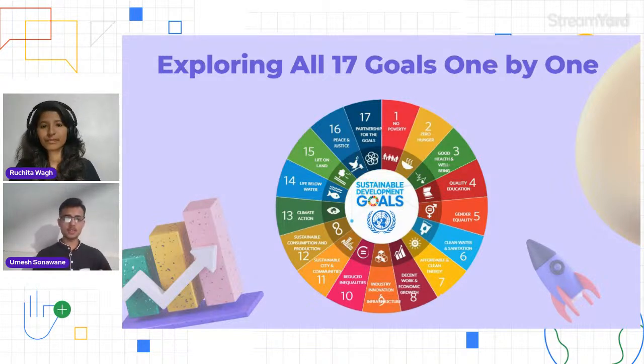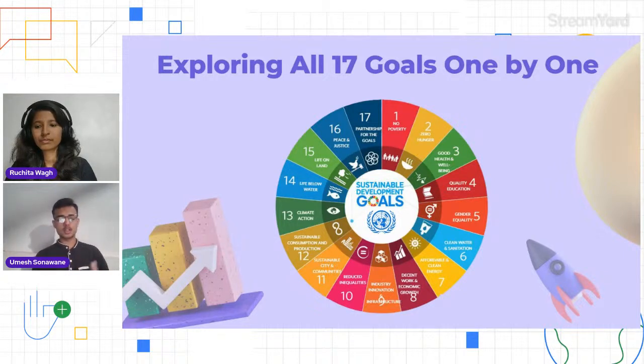Now, here we have discussed the goal for life below water. Now, what about the land? So, the next goal is life on land. Here we can make more efforts to protect the terrestrial ecology and biodiversity as well. Yeah, we can reduce this now in our day-to-day life.